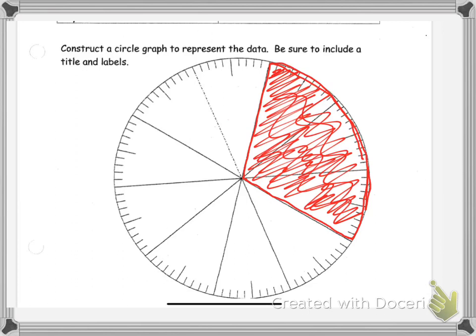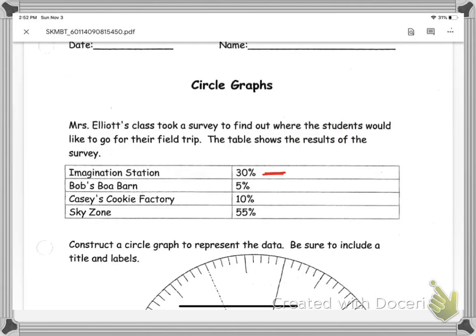You're going to notice in the directions it says be sure to include a title and labels. So we'll come back and do the title when we're done, but the labels we're going to do as we color in each section. Since this one was the Imagination Station, we're going to write that out here. Abbreviate that a little bit. And then that was 30%. So we're going to make sure we label it with the 30%. All right, now I'm going to go back. Let's see here. Bob's Boa Barn. Sounds dangerous. Got 5% of the votes.